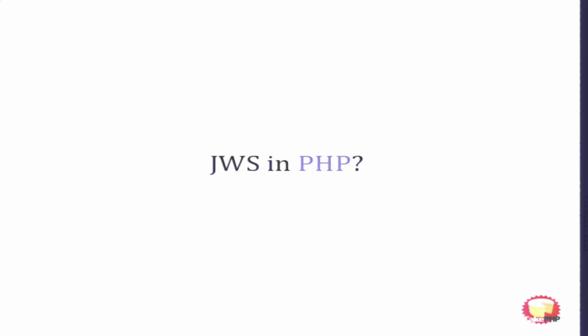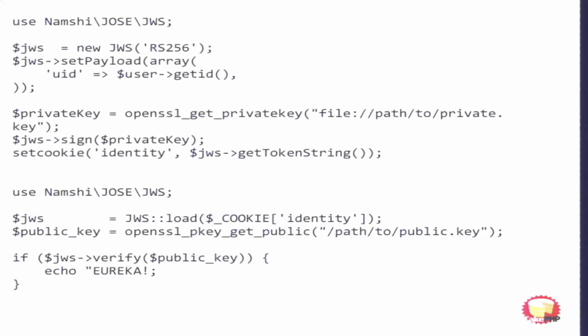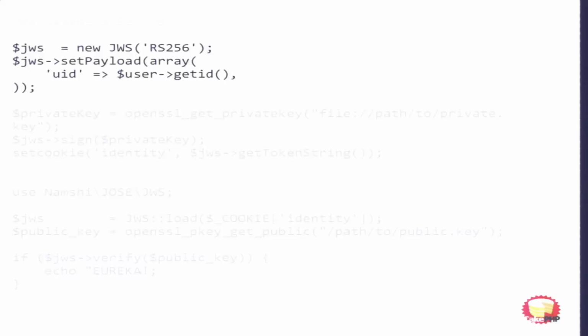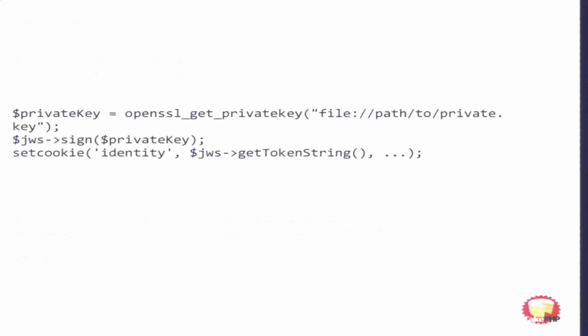How do I do all this in PHP? Well, there is a library, Namshi JOSE. It's very easy. Let's say the first part is what actually happens when you want to authenticate, and the second part is what happens when you want to verify the cookie. So basically, you import the namespace. You say, okay, this is my JWS. This is my token. Set some payload, like the user ID or whatever. That's it. And then you sign it, okay?